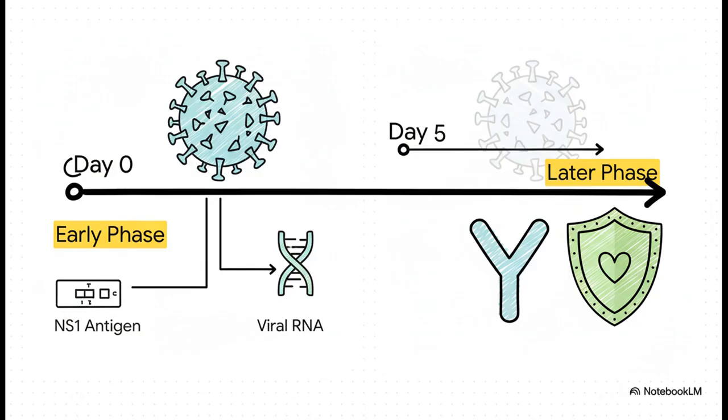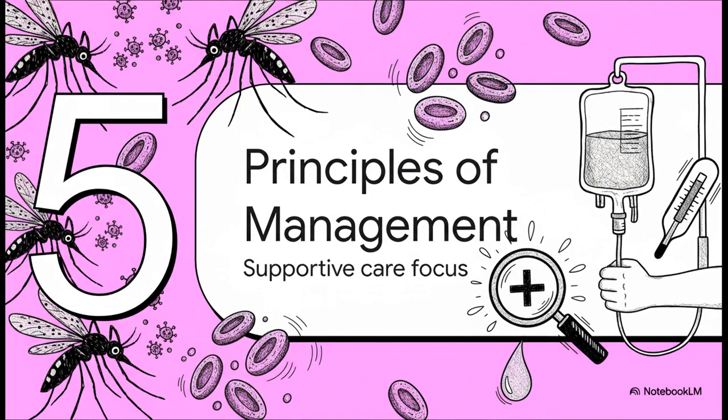Now, with specific diagnostic tests, timing is everything. In the early days of the illness, say from day 0 to day 5, we're trying to detect the virus itself. The best tests for that are the NS1 antigen test, which is fast and pretty reliable, or a nucleic acid test for viral RNA. But after day 5 or so, the amount of virus in the blood starts to drop, and the body's immune response really kicks in. So in that later phase, we switch tactics and test for IgM and IgG antibodies to confirm the infection.